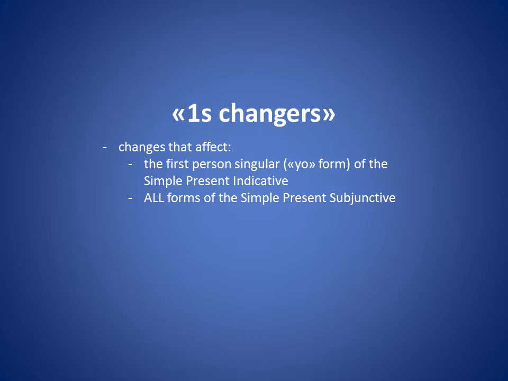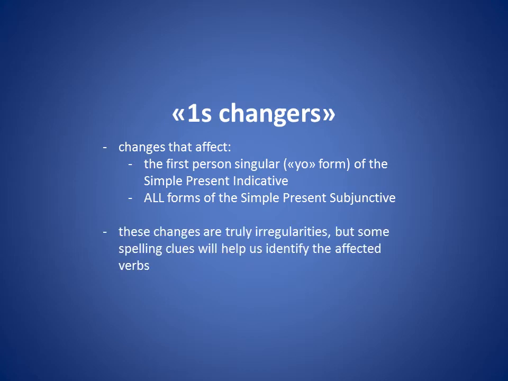So the first person singular changers are changes that affect the first person singular, or the yo form, of the simple present indicative, and then in turn they affect all forms of the simple present subjunctive. These are true irregularities. They're not spelling changes like we learned about previously. These are irregularities that you just have to memorize almost as part of the vocabulary, as pieces of vocabulary as you're learning the verbs.